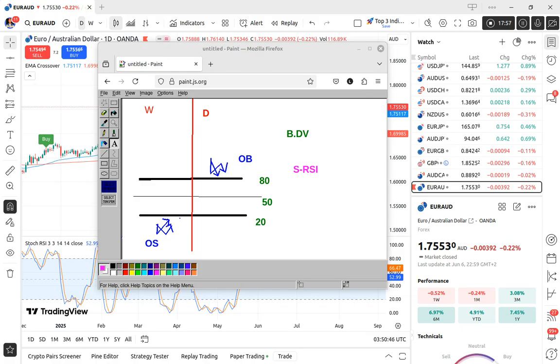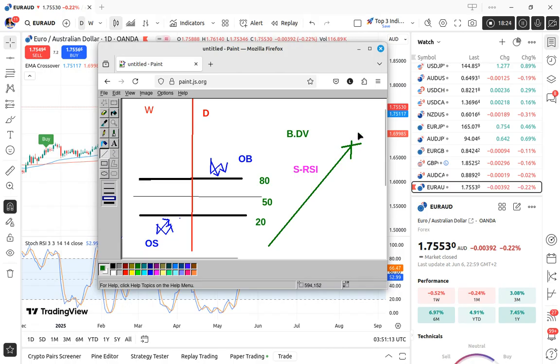It's called the bullish divergence, BD. So this is an oversold zone, overbought. When it is like that, then we're expecting the market to go up in price. Okay, we're expecting the market to go up in price, right? So that's what's happening here.